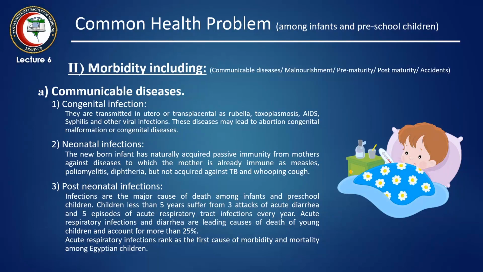Second, morbidity. As we mentioned, two, mortality and the morbidity. The morbidity will include communicable diseases, malnourished disease, prematurity, post-maturity, and accidents.